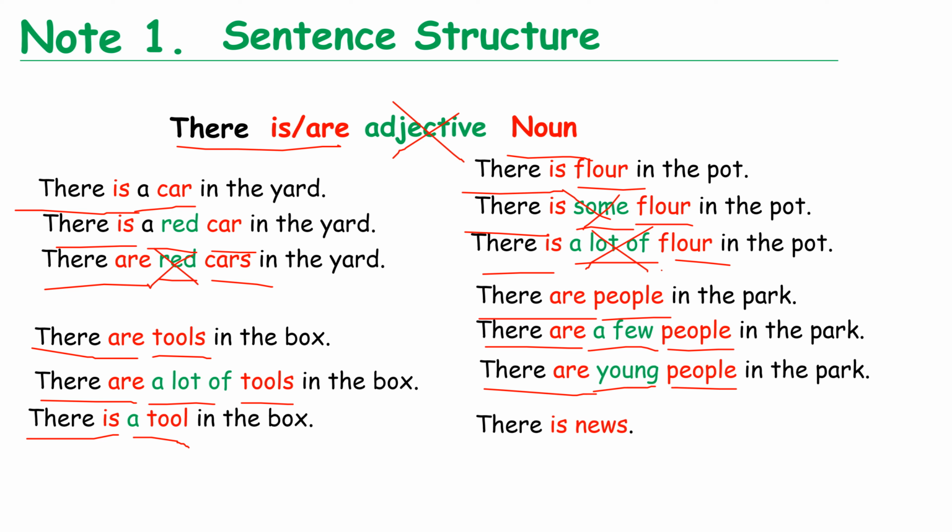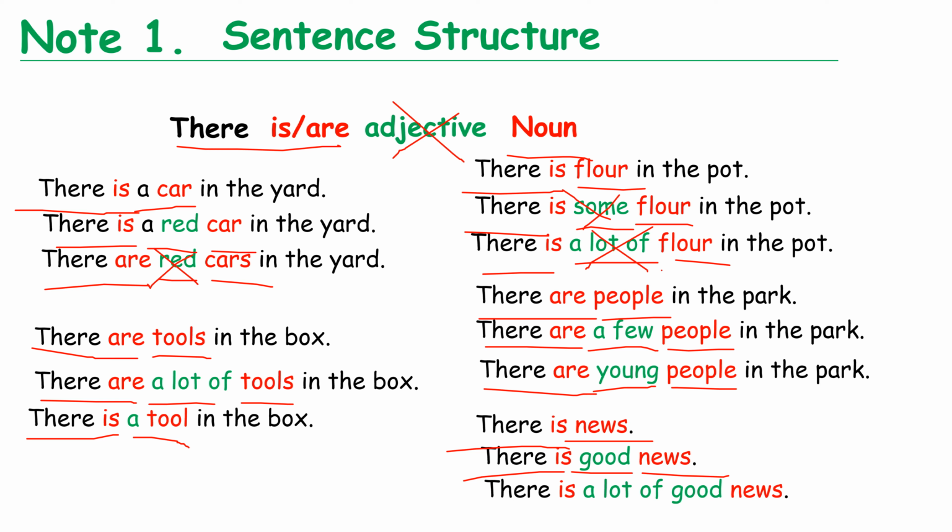There is news. So we have a noun that comes after the expression there is, and we say there is because news is an uncountable singular noun. There is good news. Here we have an adjective between the noun and the expression there is, and it plays no role in determining the expression there is because we still have a noun that's singular and uncountable. There is a lot of good news. Here we have two adjectives between the noun and the expression there is, and they play no role in determining the expression there is because we still have a noun that is uncountable and singular.